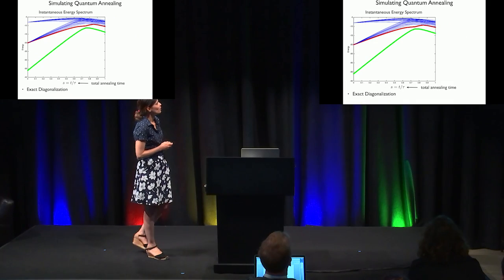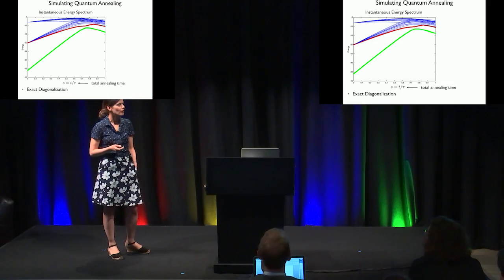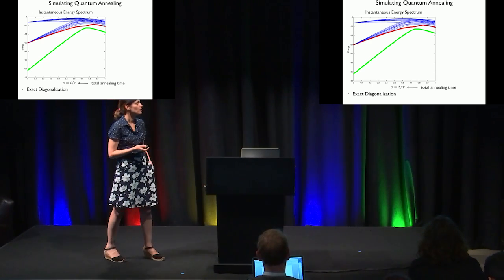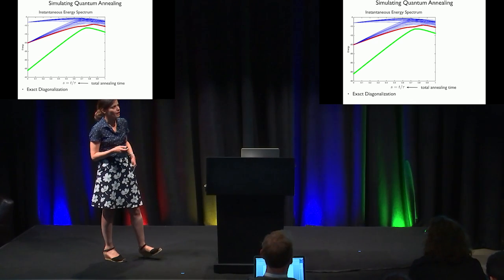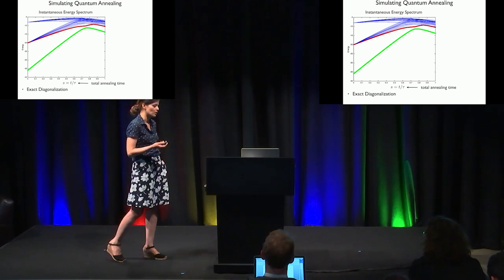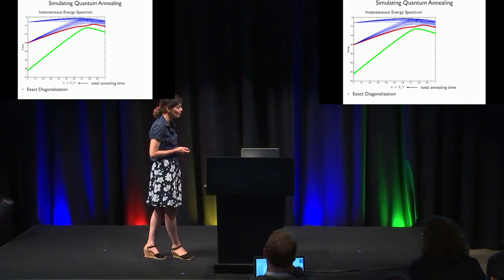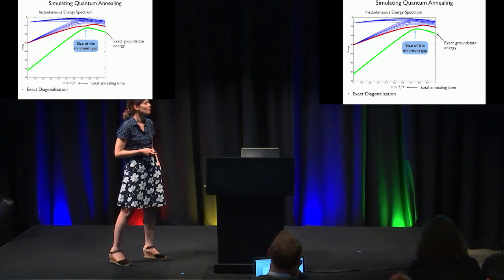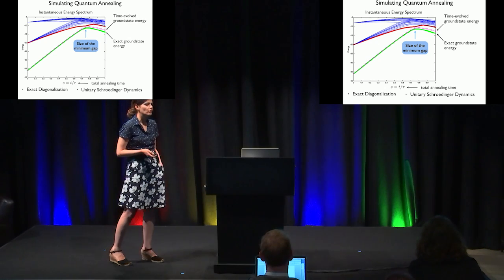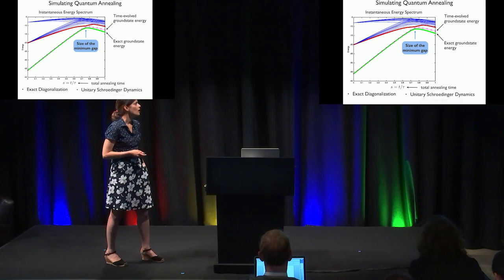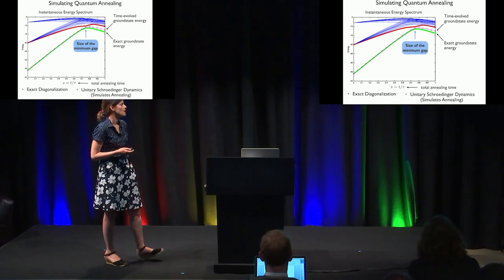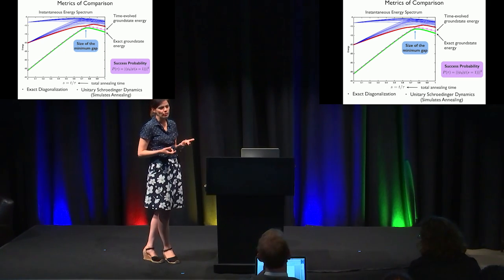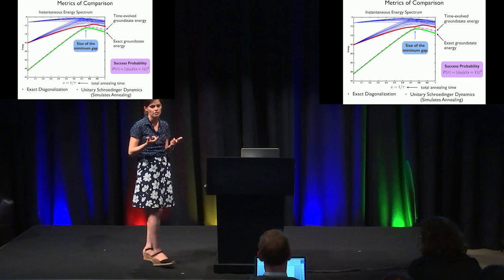Before showing you the results, just a quick note on what our tools are. We do exact diagonalization to calculate the energy spectrum and find the solution to our problem Hamiltonian, and we also read off the size of the minimum gap. We then carry out unitary Schrodinger dynamics to simulate the process of annealing. As our metric, we use success probability, which is defined as the overlap between the true ground state of the system and the ground state that we read off from the Schrodinger simulation, squared.